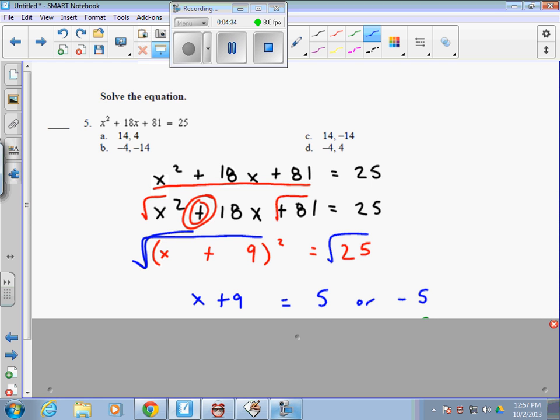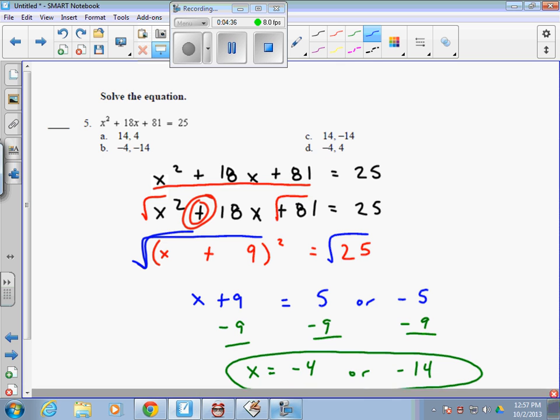So get rid of plus 9 by subtracting 9 from each of the terms. 5 minus 9 is negative 4, or negative 5 minus 9 is negative 14. So your two possible answers, negative 4 and negative 14. That would be B.